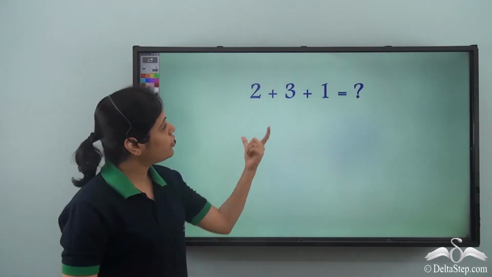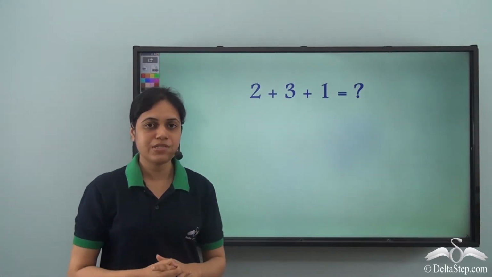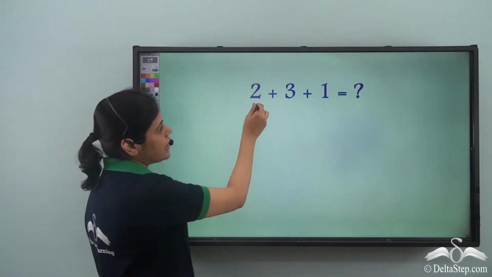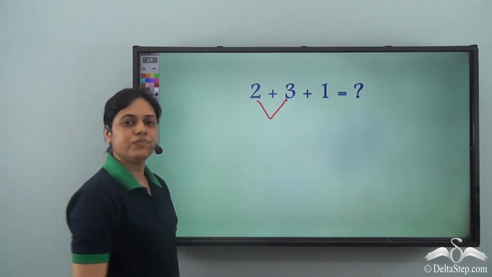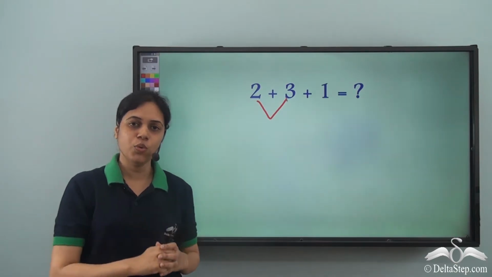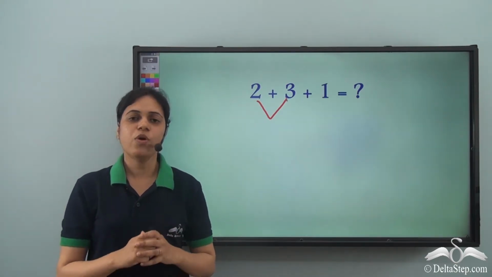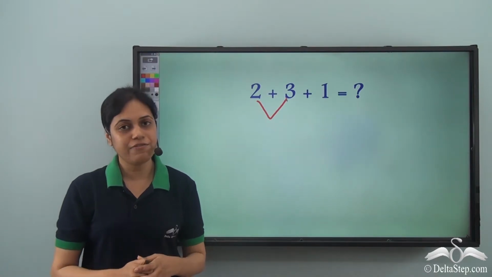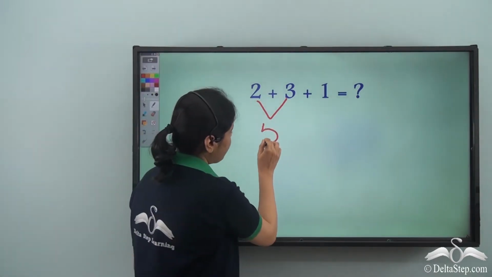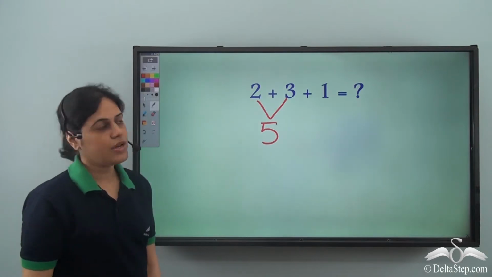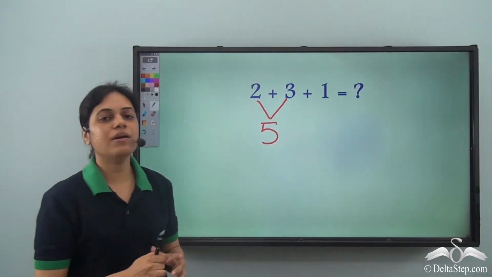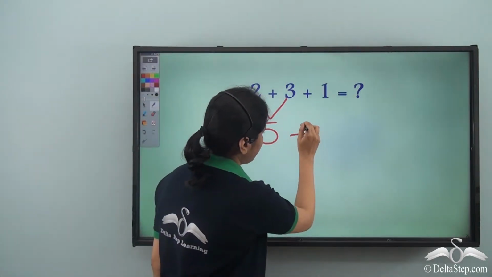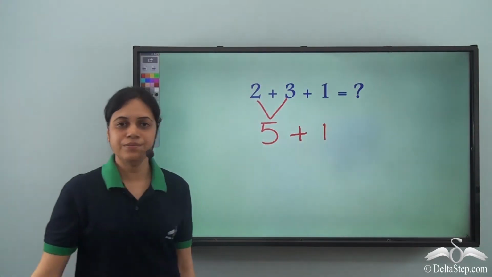Well, in order to add these 3 numbers, let us first add the first 2 numbers, that is 2 plus 3. So let us add 2 and 3. What is 2 plus 3? 2 plus 3 is 5. So we have a 5 here, and the third number to be added is 1. So I write 5 plus 1.